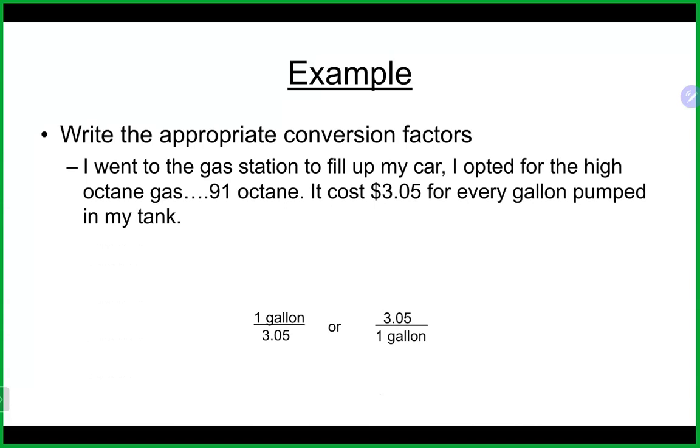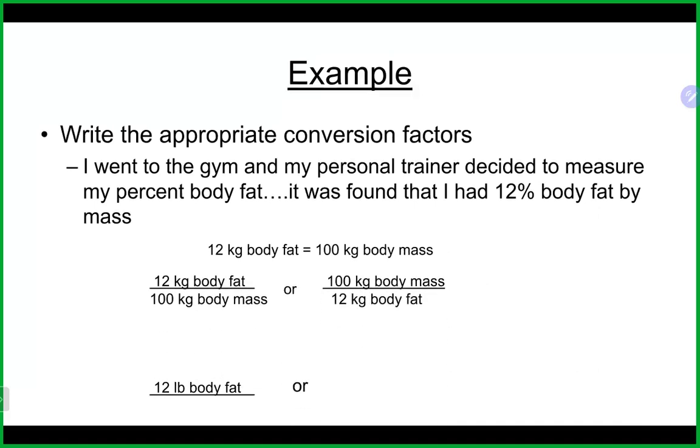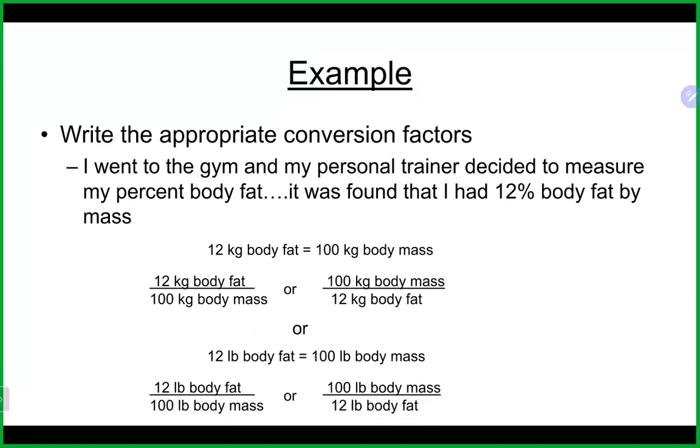So that means for every gallon of gas you pump, it's going to cost you $3.05. Or for every $3.05, you can get about a gallon of gas, is basically the 2 conversions that you could get there. I would say in chemistry, a lot of times we do come across percentages. And percentages oftentimes are very much useful in calculations by turning them into usable conversion factors.